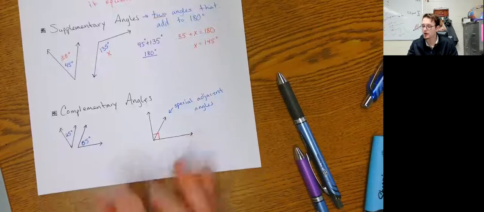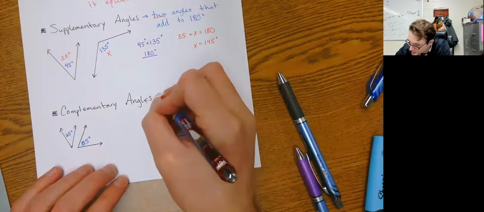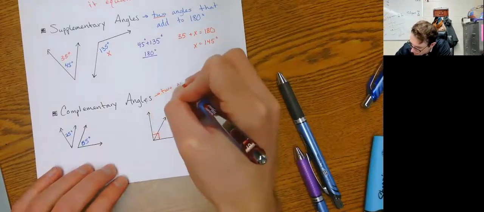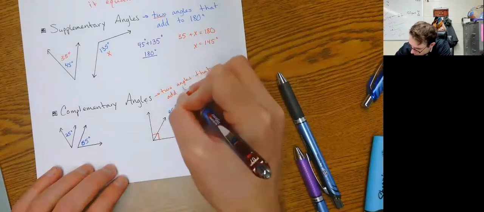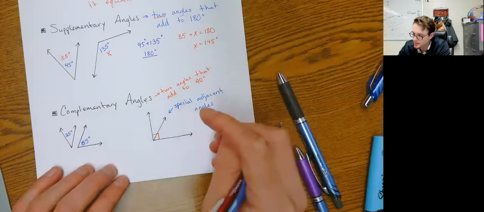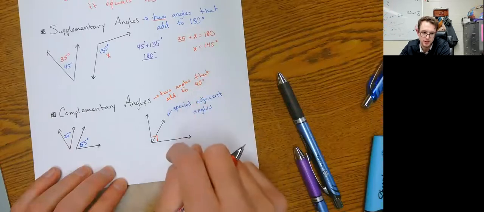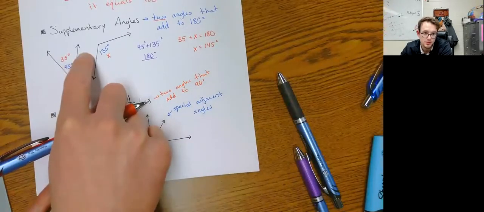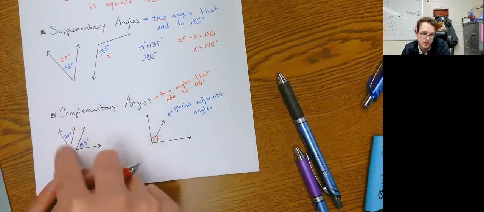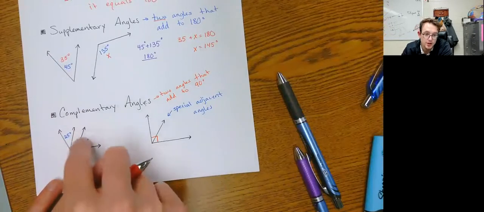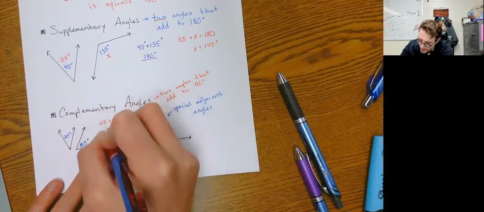This leads into complementary angles. So complementary angles are two angles that add to 90 degrees. So supplementary add to 180, complementary add to 90 degrees. Now again, just like supplementary angles, we can have complementary angles that are not next to each other. They aren't even close to each other. But they do add to 90. 25 plus 65 equals 90 degrees.